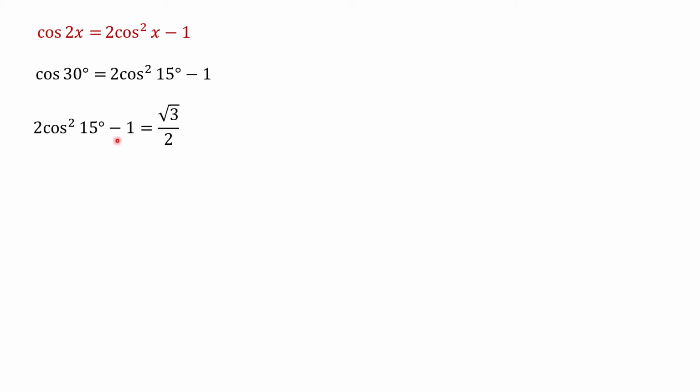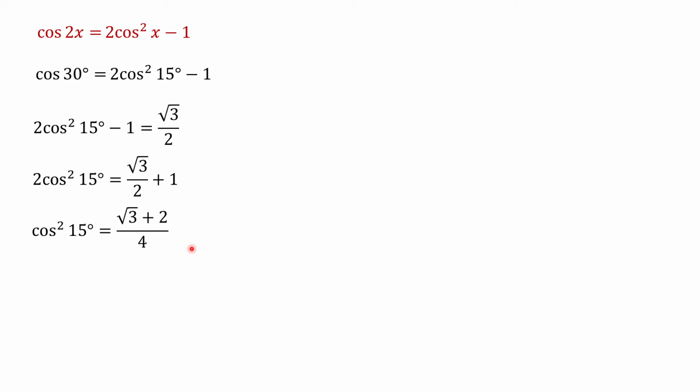So we have minus 1 on the left. We want to get rid of it, so we add 1 to both sides, left and right. And then we have 2 sitting in front of cosine square, so we divide both parts of the equation by 2. This is what we're going to get. So now we have something squared equals square root of 3 plus 2 over 4.